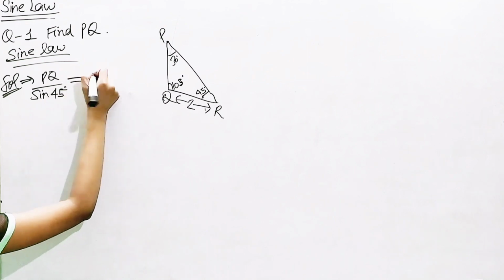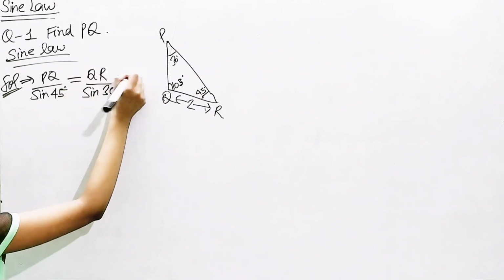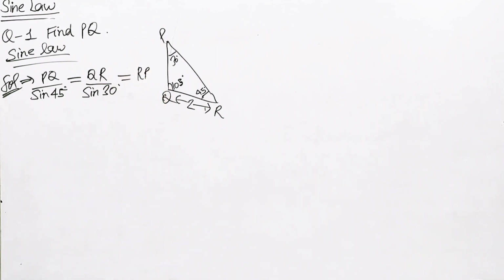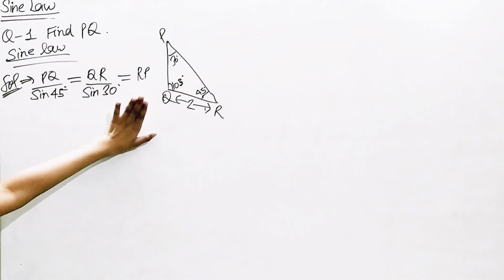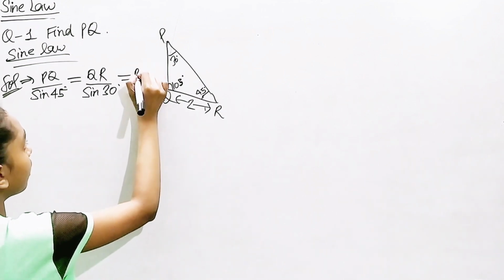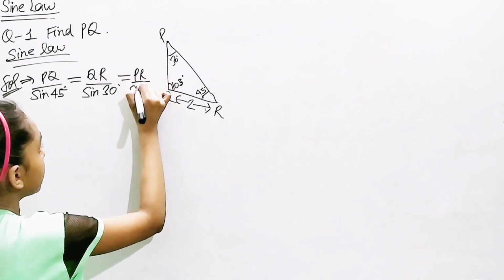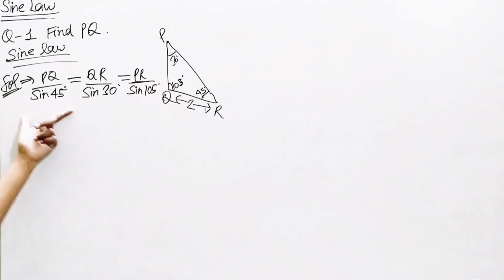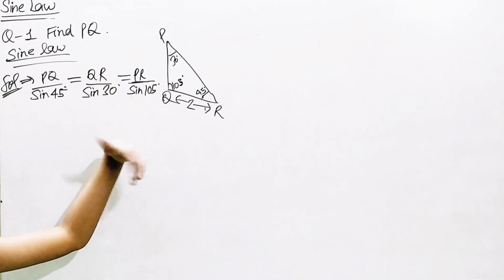So PQ by sine 45 degrees equals QR by sine 30 degrees, equals PR by sine 105 degrees. I can write it as PR. So PQ by sine 45 degrees equals QR by sine 30 degrees equals PR by sine 105 degrees.